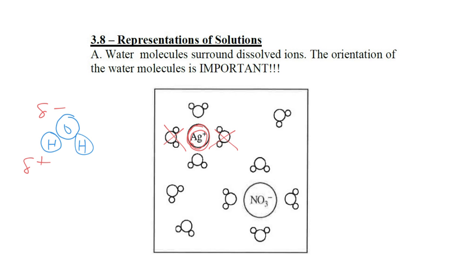Because we know that opposite charges attract and like charges repel, the positive side of my water molecules will not be facing positive ions. So those should be crossed out. Same with nitrate over here. Nitrate is negative, so that means the negative part of my water molecule, which is oxygen, will not be facing that. It'll be the positive sides of my water molecule that are facing nitrate.